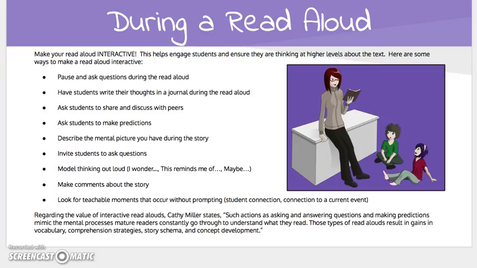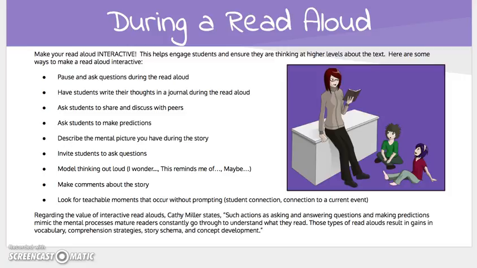So once you start, during a read aloud, you really need to make sure you're making your read aloud interactive. This prevents students from being disengaged and kind of bored during a read aloud. So there's some things to do to help make sure your read aloud is interactive, and the first is to pause and ask questions during the read aloud. And remember, you should be planning ahead and determining your questions beforehand.